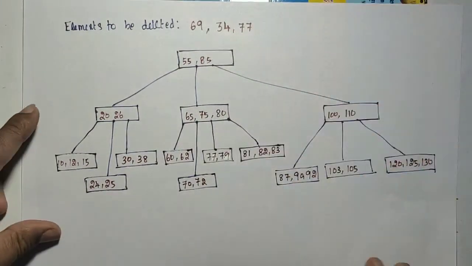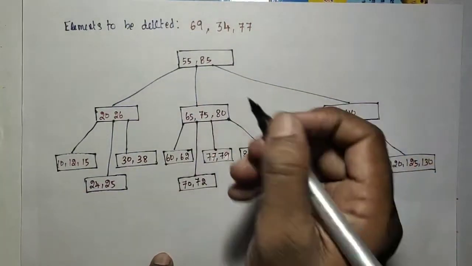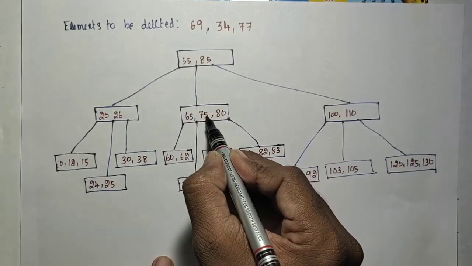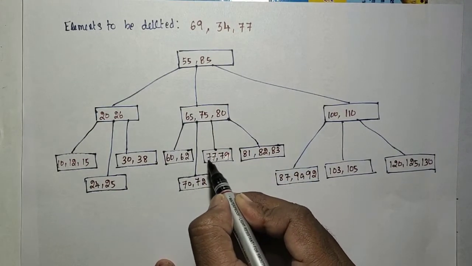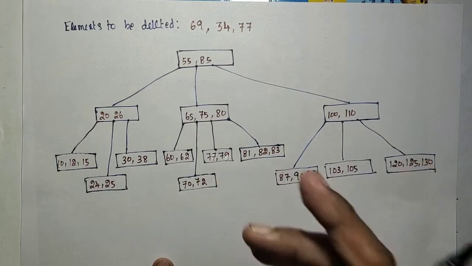Okay, I am going to delete the 77. So where is the node? 77 is there in between the 55 and 85, and in between the 75 and 80. So here I got the 77. 77 means that node is a leaf node. Okay, that is case 1.